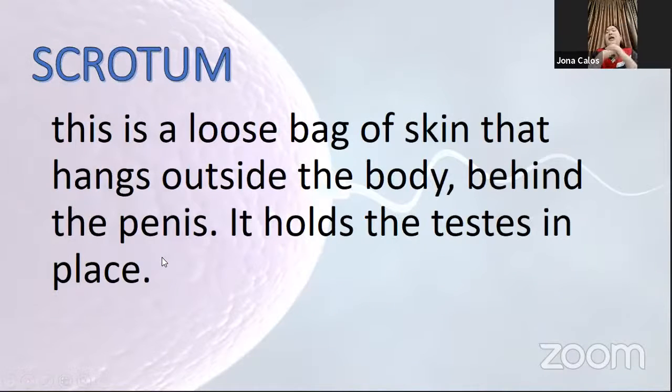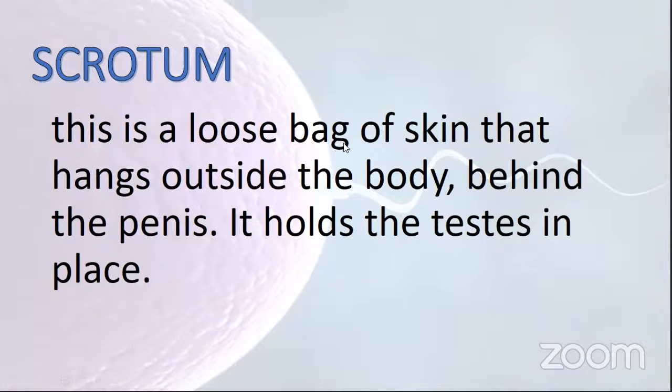Next, the scrotum. In general, we call them the balls. This is the egg shape that we see on the outer part of the males. It's a loose bag of skin that hangs outside the body. That's why we call them the balls. And inside, of course, are the testicles. So the scrotum is the outer, external part, and the internal part is the testicles.